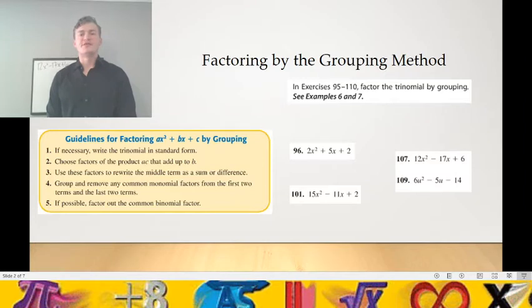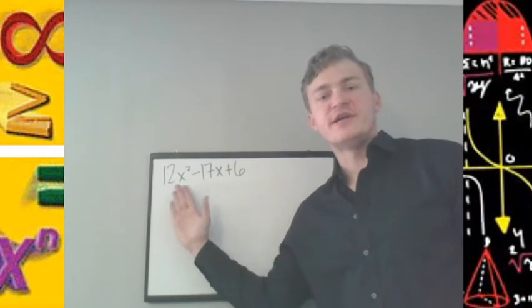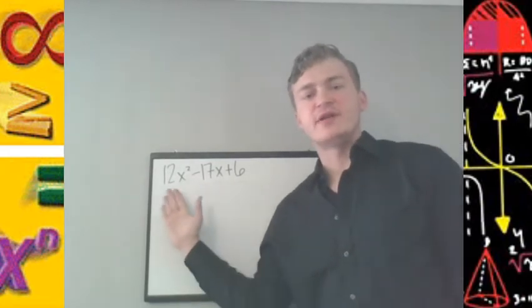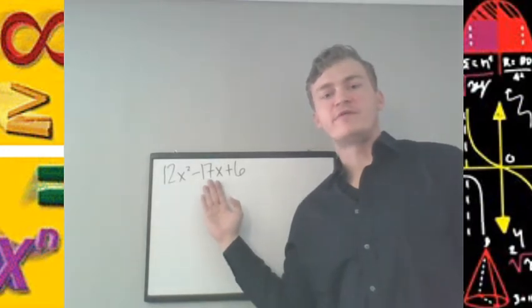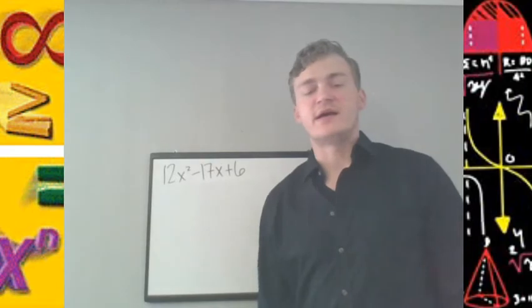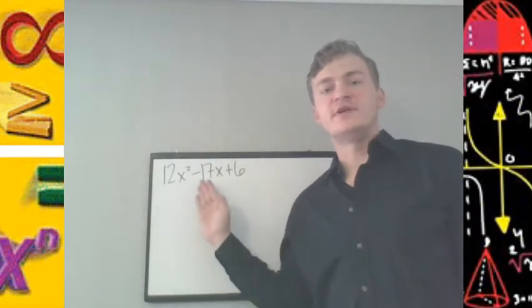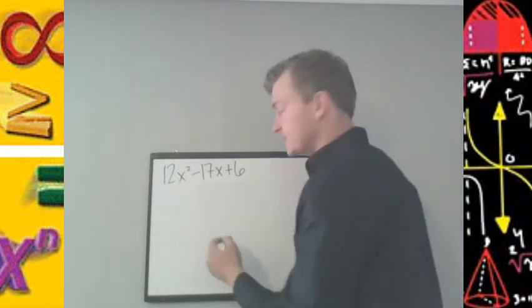Exercise 107. We are told to factor the trinomial 12x squared minus 17x plus 6. First question here, for each of these three terms, is there a greatest common factor? There's 2 factors of x here, 1 factor of x here. There are 0 factors of x here, so we cannot factor out an x. What about 12, 17, and 6? Just to kind of look at those again, 12, 17, and 6.